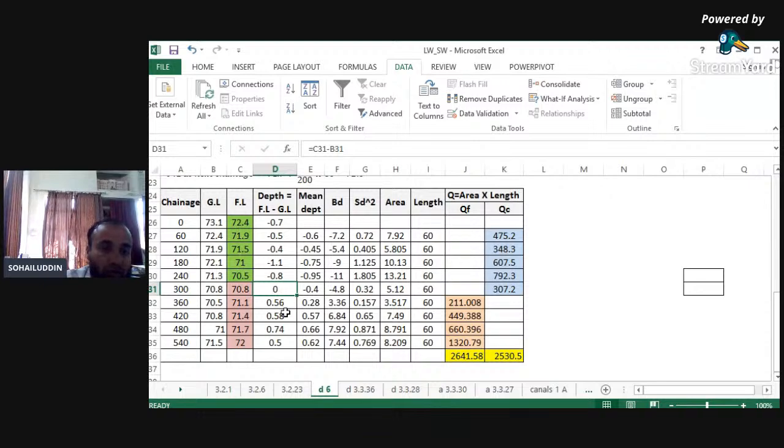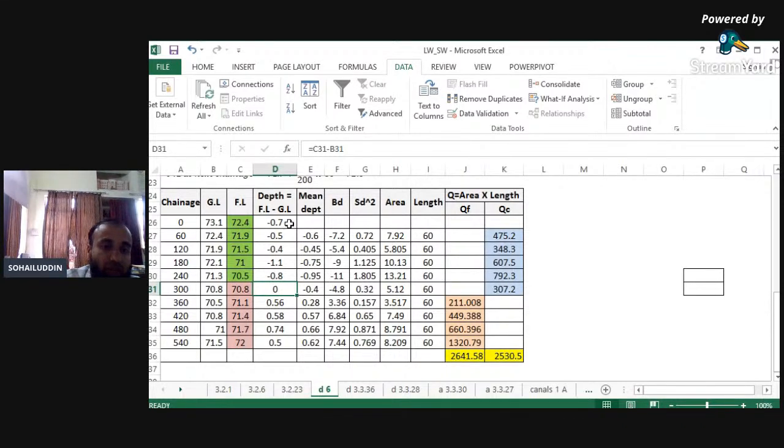So 0, again 0.56, again 0.58, 0.74 and 0.5. This problem is somewhat different, in which the change in difference has been given directly. Such values have been chosen that there is no change in the change. It has been directly calculated by this change from negative to positive. So this 0 has been calculated. The mean depth method has been used.